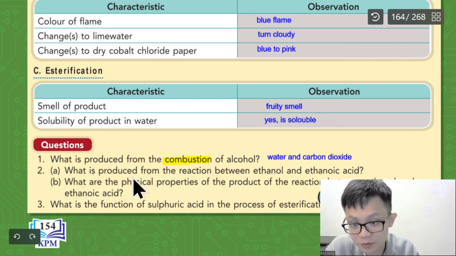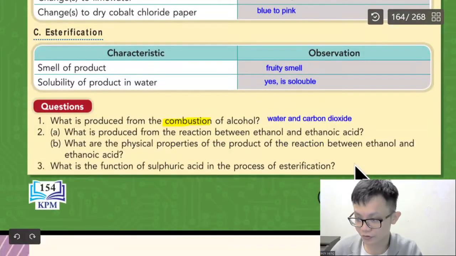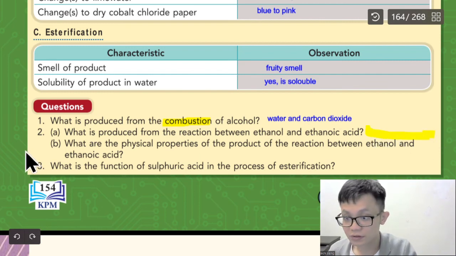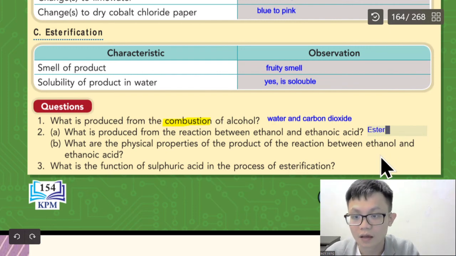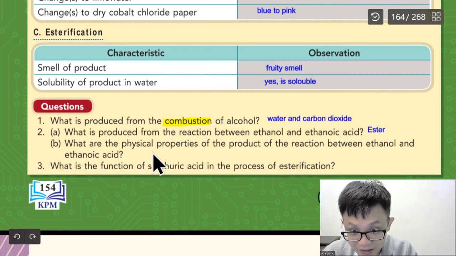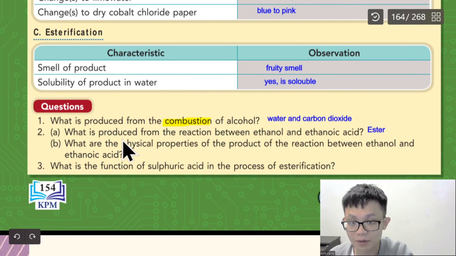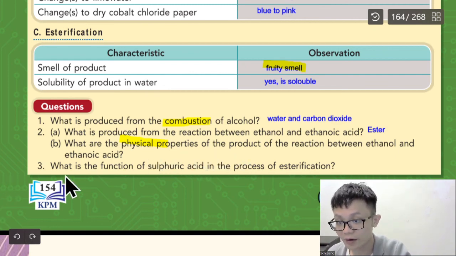What is produced from the reaction between ethanol and ethanoic acid? Ester is produced. So just put here ester. What are the physical properties of the product of the reaction between ethanol and ethanoic acid? We already covered that the physical property is the fruity smell. So just put here fruity smell.